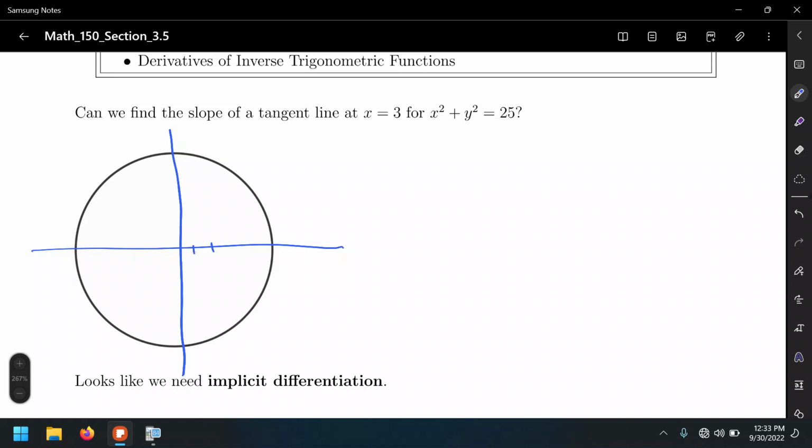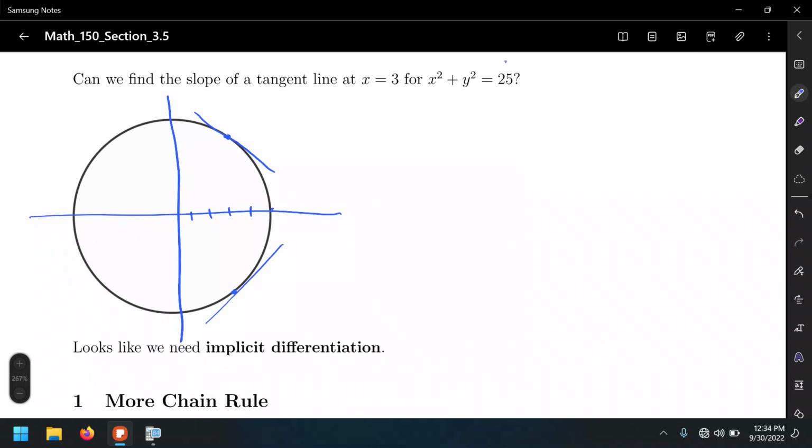So that's 1, 2, 3, 4, 5. Well, the question is, at x equals 3, we have an issue here. What do we have? The problem is that we have two possible answers at x equals 3. So which one are we going to be looking for? Well, it will depend on the actual point, on the actual ordered pair for which we want to find that slope. All right, so let's see.